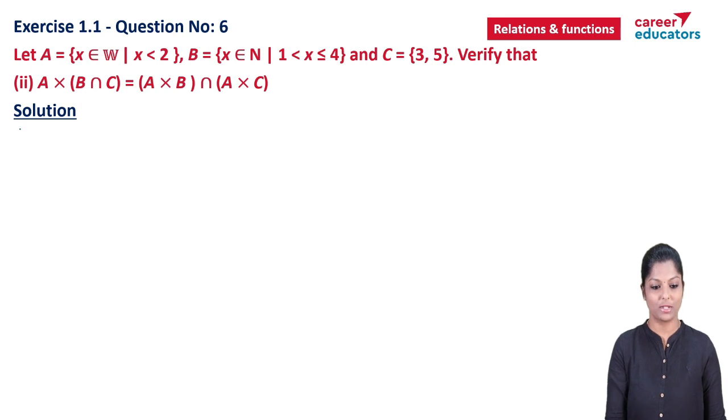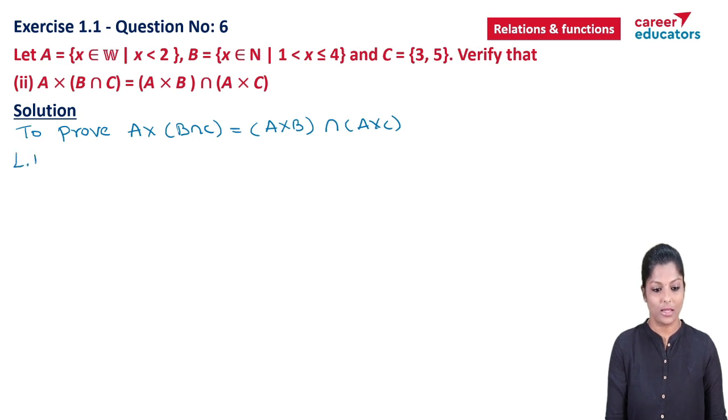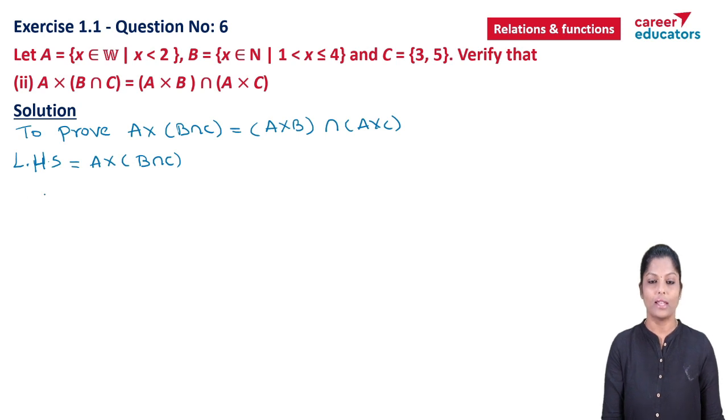In the second subdivision, we have to prove A cross B intersection C is equal to A cross B intersection A cross C. Consider LHS equal to A cross B intersection C. To find LHS, we have to find B intersection C. Then we have to do the Cartesian product of A and B intersection C.